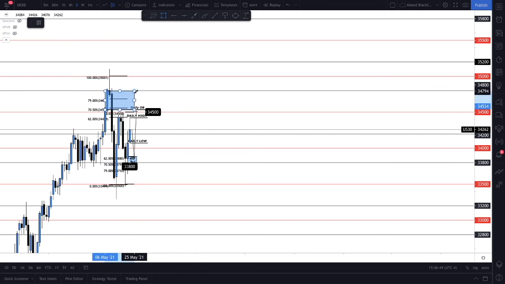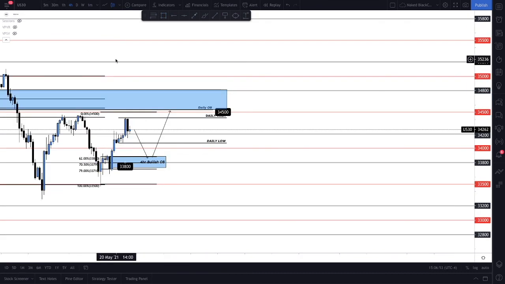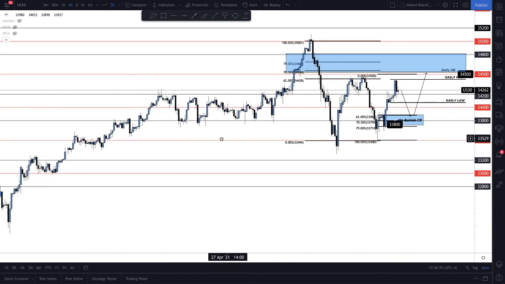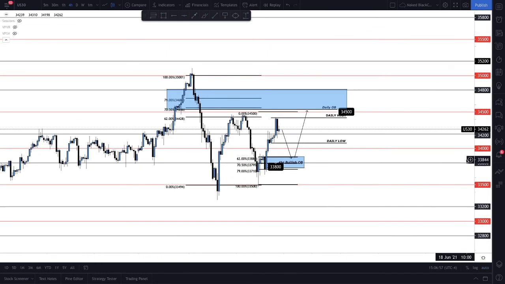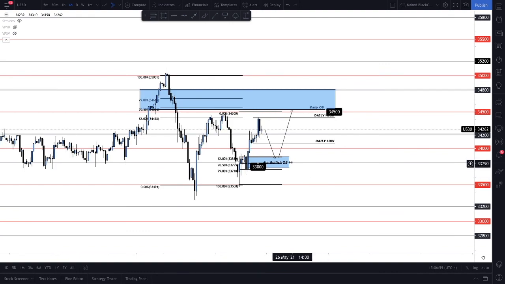I'm going to put this hour order block in the box for you just for visualization. That's where the daily order block is, and you can see all of the confirmations line up. And that's basically it.